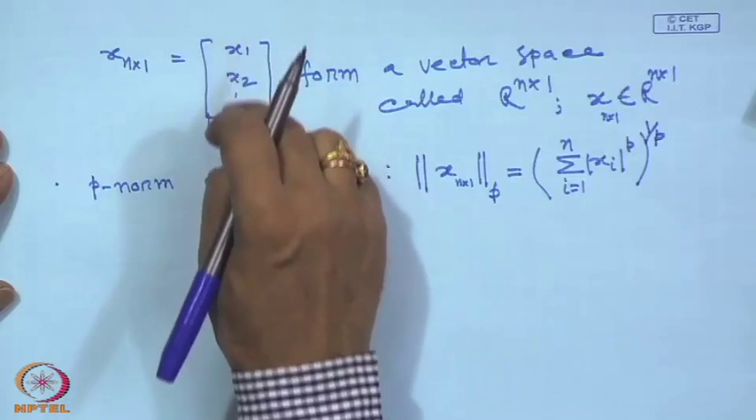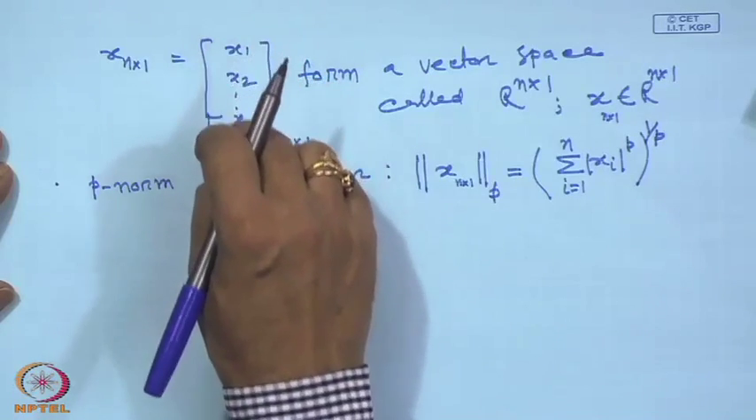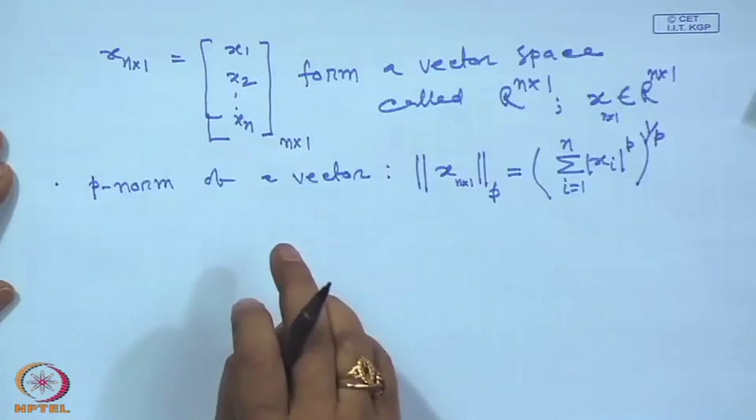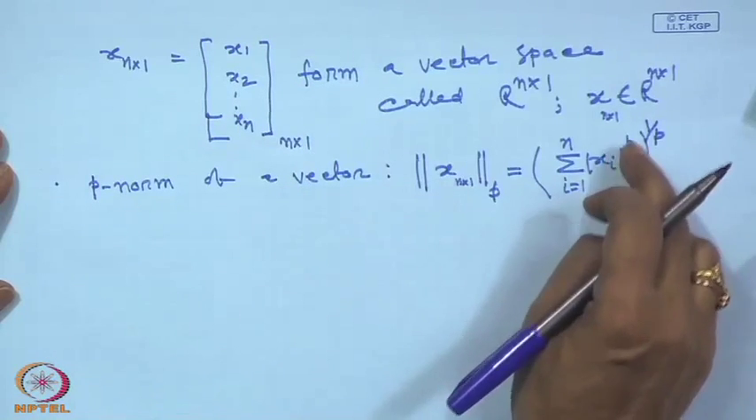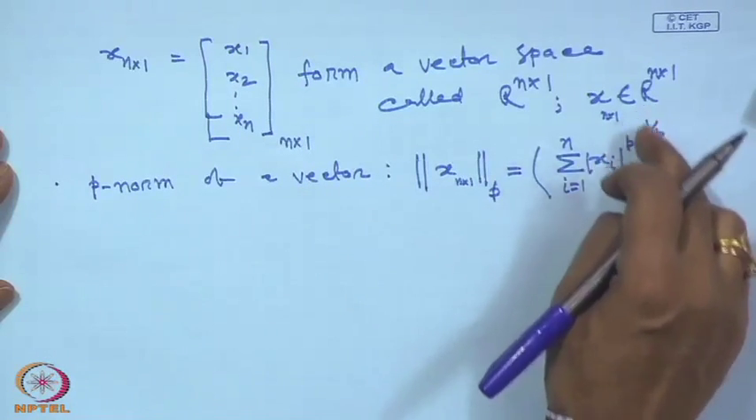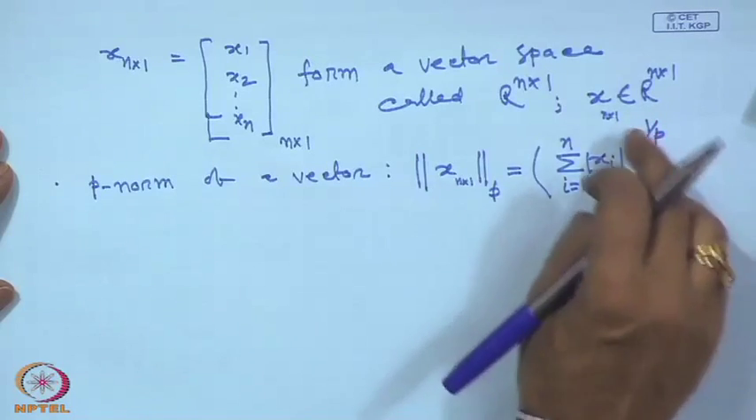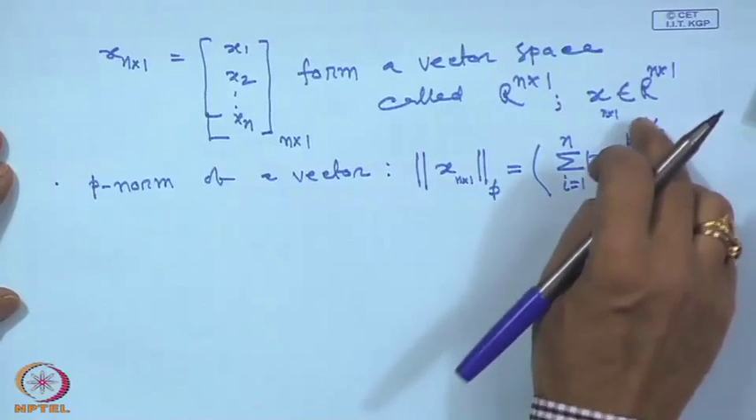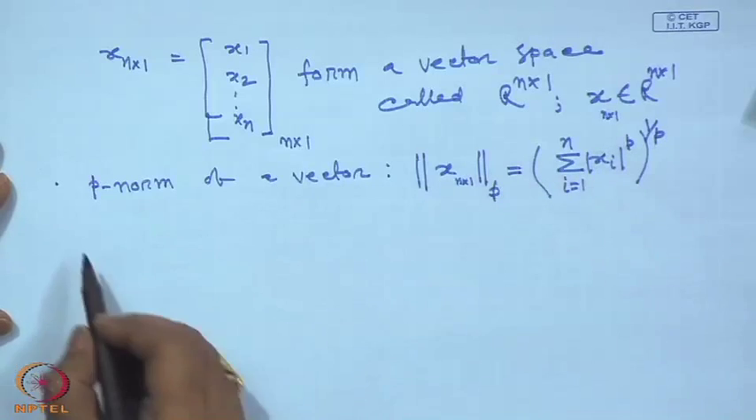That means, how many elements are there? You take the sum of the absolute values of the elements, whole to the power of p, then 1 by p, the pth root of this, you do it.